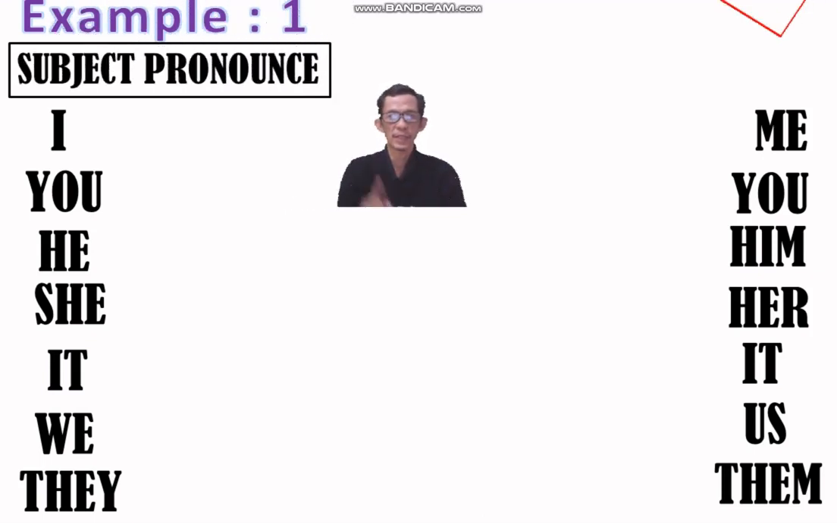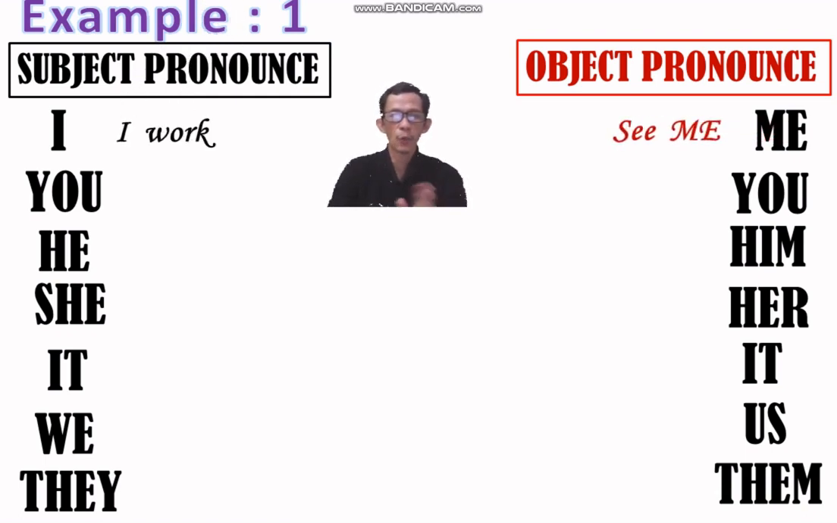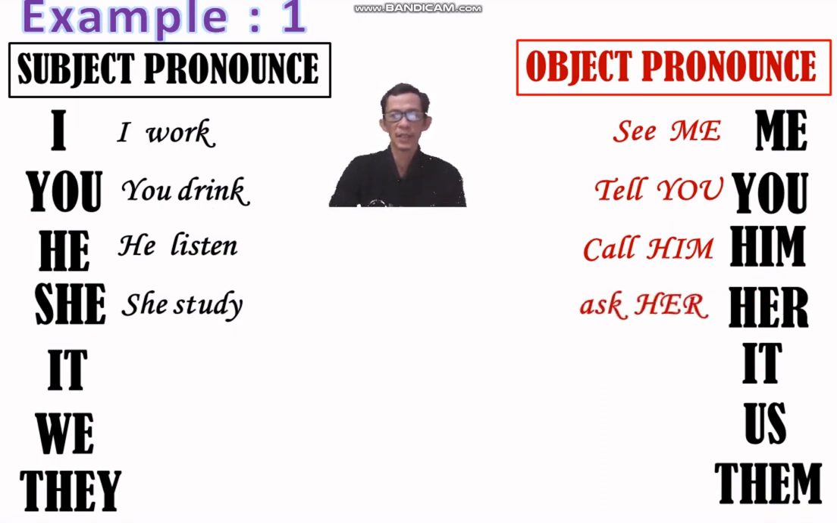Okay everyone, this is example 1. How to make a simple sentence with subject pronouns and object pronouns. Number 1, I work. See me. You drink. Tell you. He listens. Call him. She studies. Ask her.